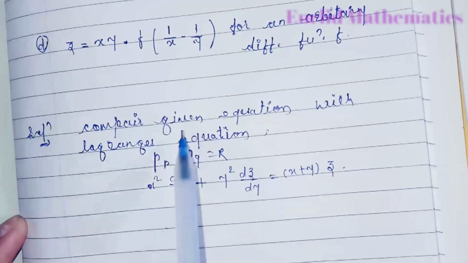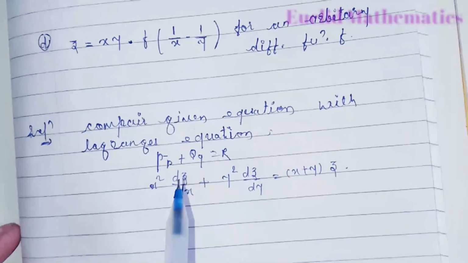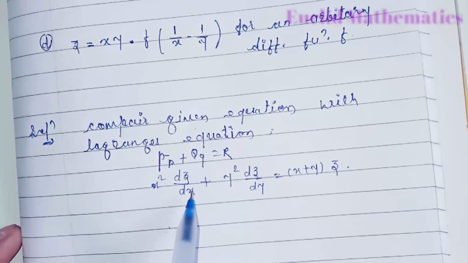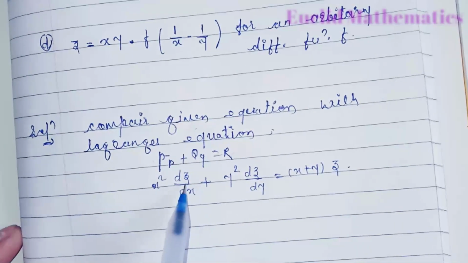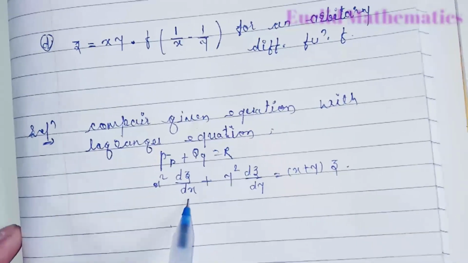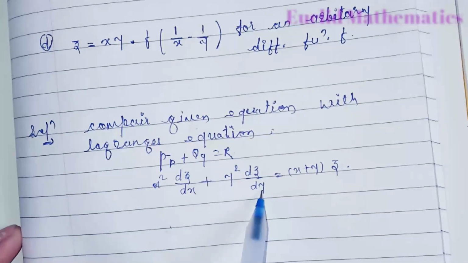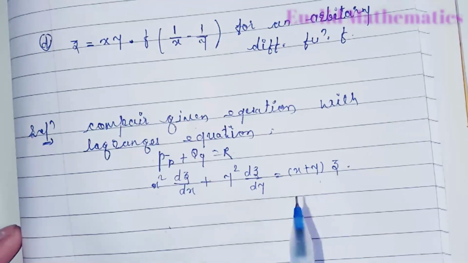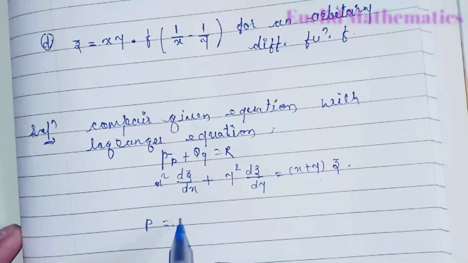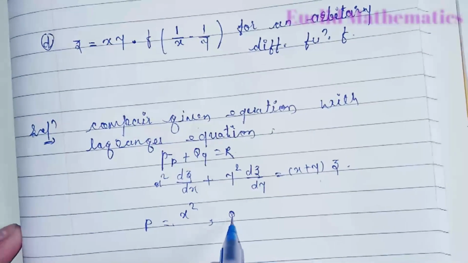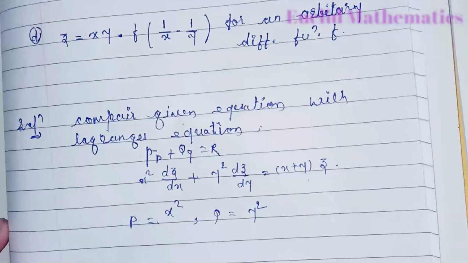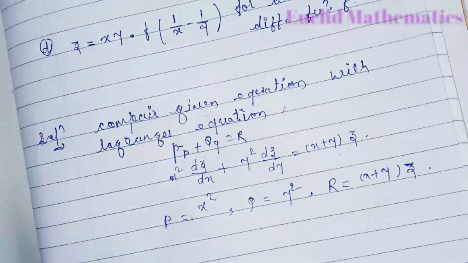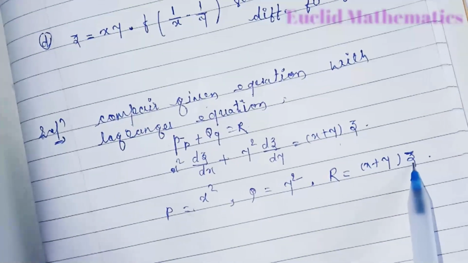Compare the given equation with Lagrange's equation, which says Pp + Qq = R. So we have to compare that equation with our given example. Here p is dz/dx, q is dz/dy, and capital P is x², capital Q is y², and R is the remaining part. So P = x², Q = y², and R = (x + y) z.